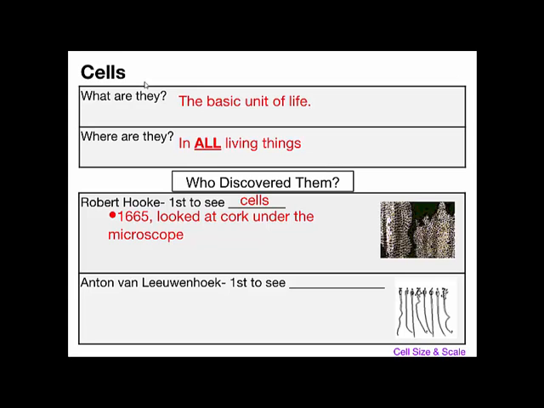And cork is not a living cell. What Hooke saw was not alive, but it was the remains of some plant cells. Okay? He saw that it was made of all these little sort of boxes, and so he called them cells because they looked like small rooms, like a jail cell.